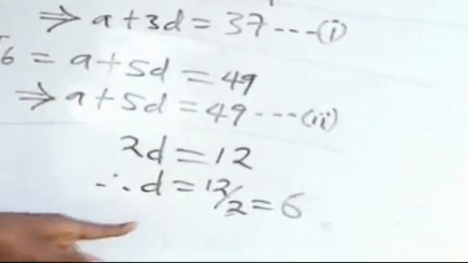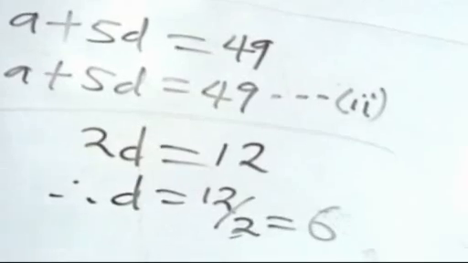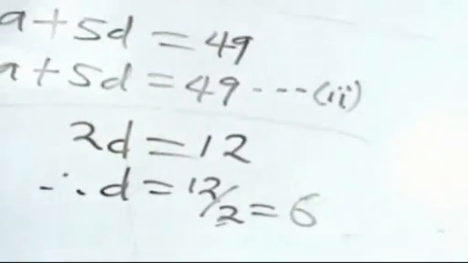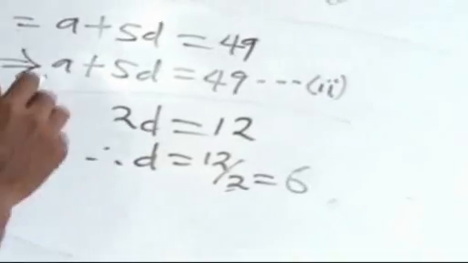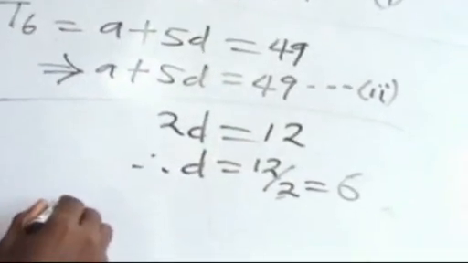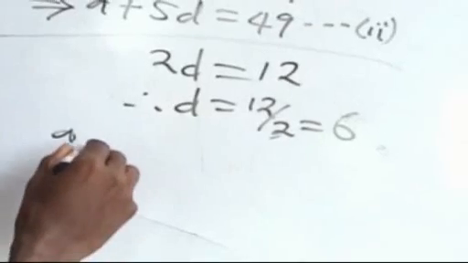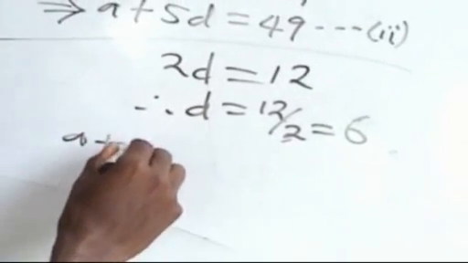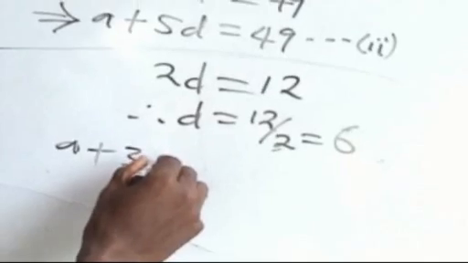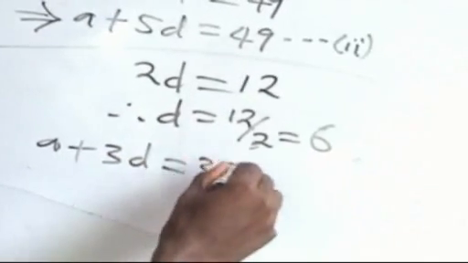And having found the value of d to be equal to 6, we substitute in equation 1 so that we can find the value of a. So, from equation 1 here, a plus 3d is equal to 37.